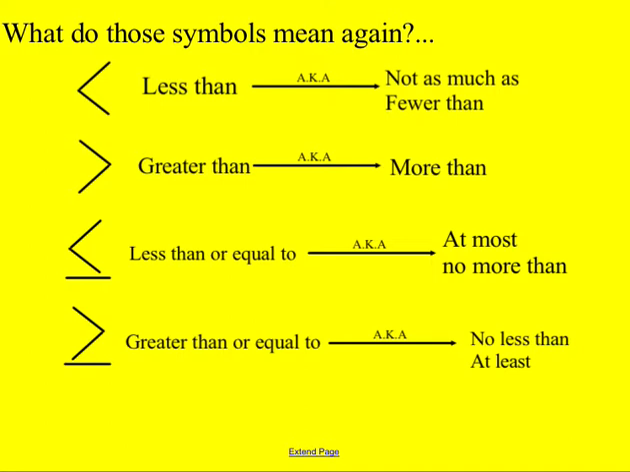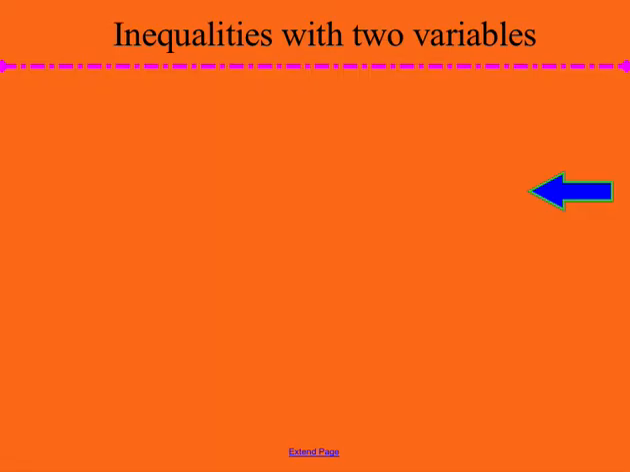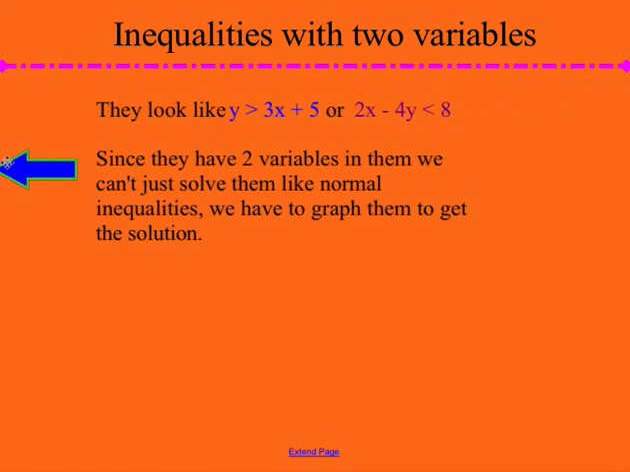Today we're going to be doing that with 2 variables. So this you're going to write in the little box right there: graphing inequalities with 2 variables. Since they have 2 variables in them, we can't just solve them like normal inequalities. We have to graph them to get a solution. So this isn't just going to have one line, it's going to have a whole shaded region. Once you get finished writing this down, you can unpause the video and we'll take a look at the next part.